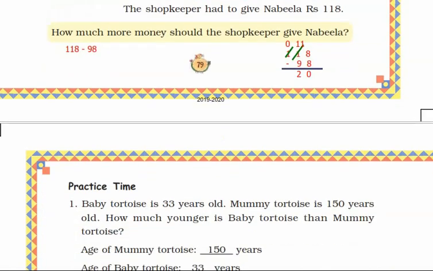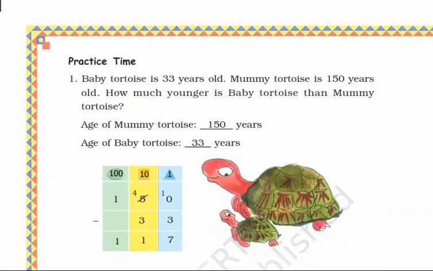Now moving to the practice time on the next page. Practice time. First, number 1. Baby tortoise is 33 years old. Mummy tortoise is 150 years old. How much younger is baby tortoise than mummy tortoise? So this is mummy tortoise and this is baby tortoise. And the age of mummy tortoise is how many years? It is 150 years. And the age of baby tortoise is 33 years. So you have to find out the difference of their ages. Otherwise, how much younger is baby tortoise than mummy tortoise? You have to find the difference.